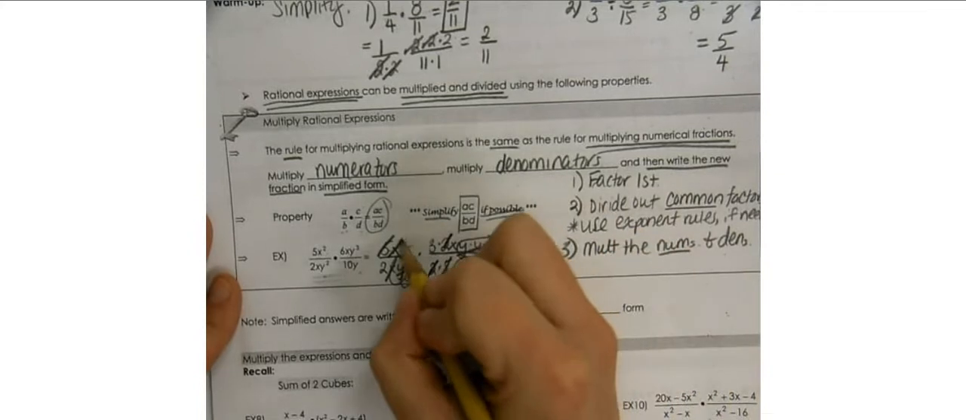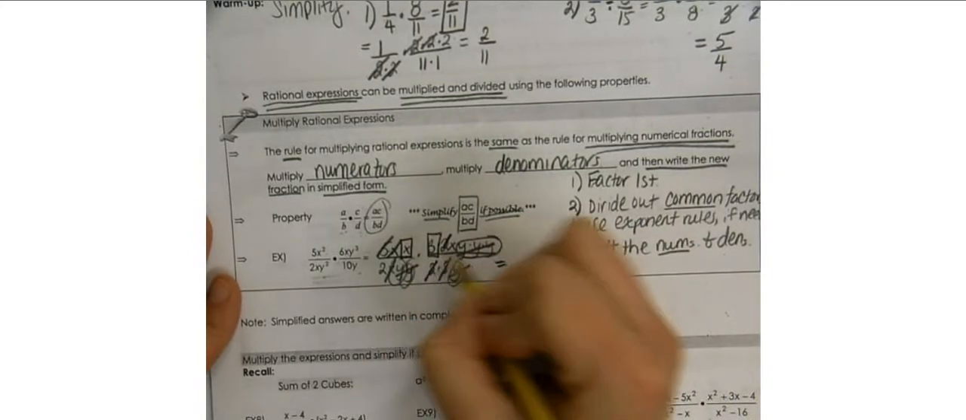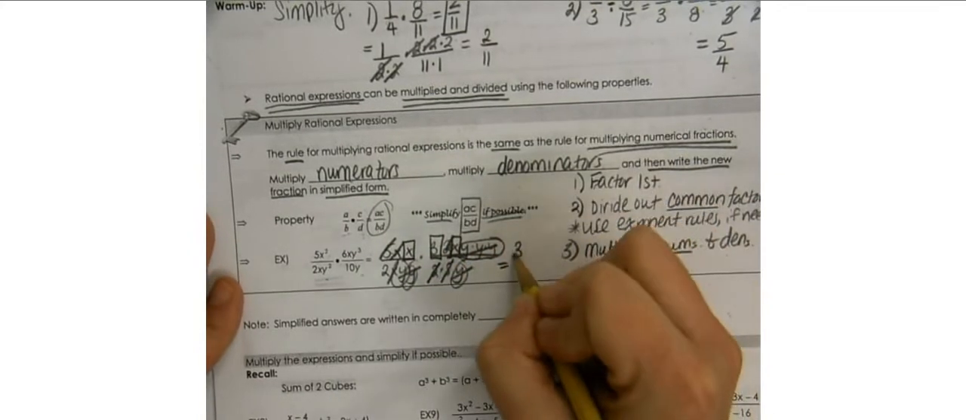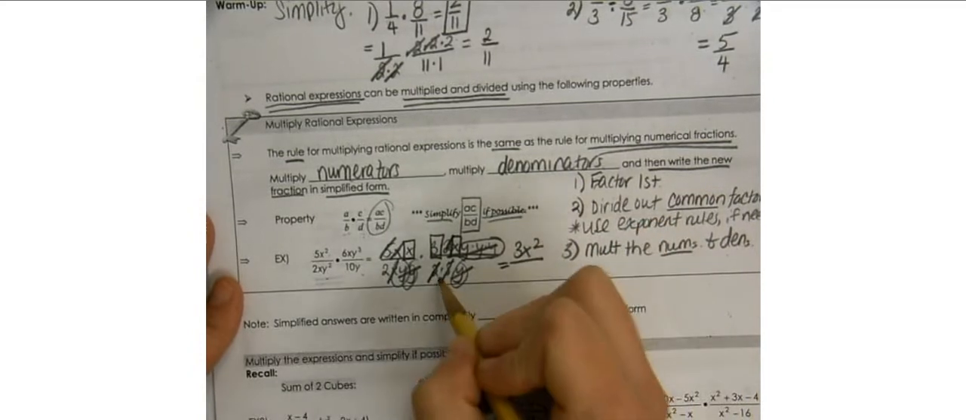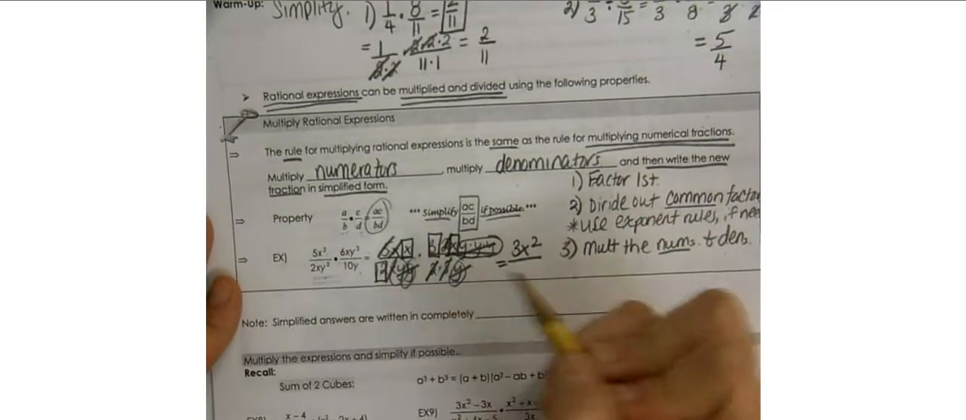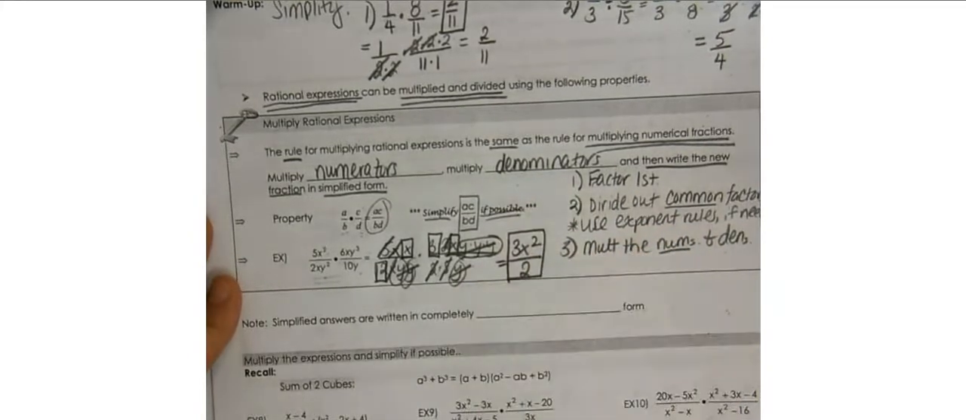I have an x, a 3, and another x. So that's going to be 3x squared. And in my denominator, I have a 2. So my answer is 3x squared all over 2.